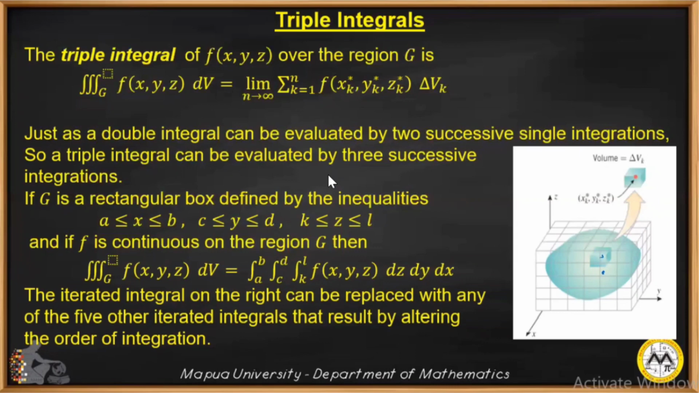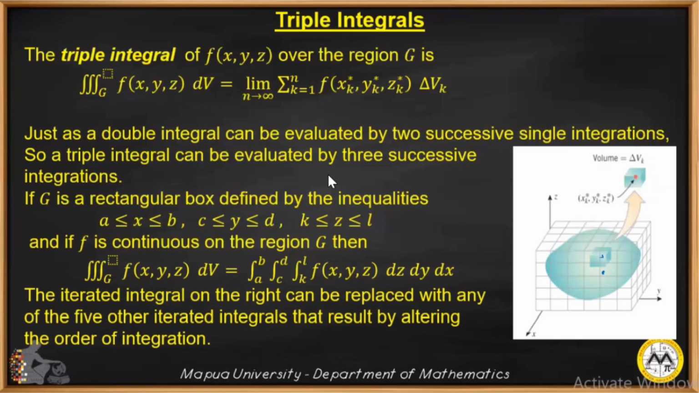So if G is a rectangular box defined by the inequalities x going from a to b, y going from c to d, and z going from k to l, and if f is continuous on the region G, then the triple integral of f of x, y, z times the differential of v over the region G is the iterated integral of f of x, y, z dz dy dx, where z goes from k to l, y goes from c to d, and x goes from a to b.